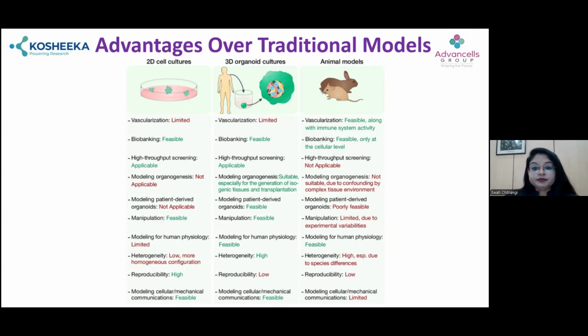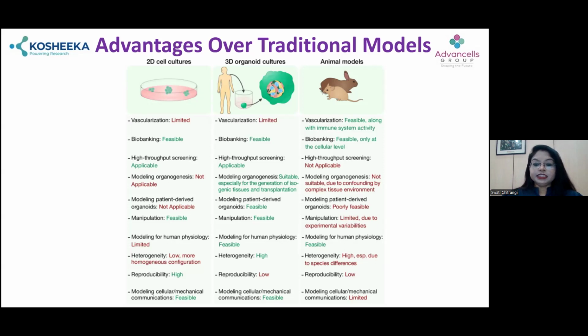You can generate organogenesis also, because you can generate isogenic tissues and transplantation. You can directly take the samples from the patients, so it will more closely mimic the patient-derived organoid model. Then you can gene edit these organoids for manipulation. Then modeling will more closely mimic human physiology. Then heterogeneity is very high because different types of cells are there. Reproducibility will be low because you cannot produce the same type of organoid always.